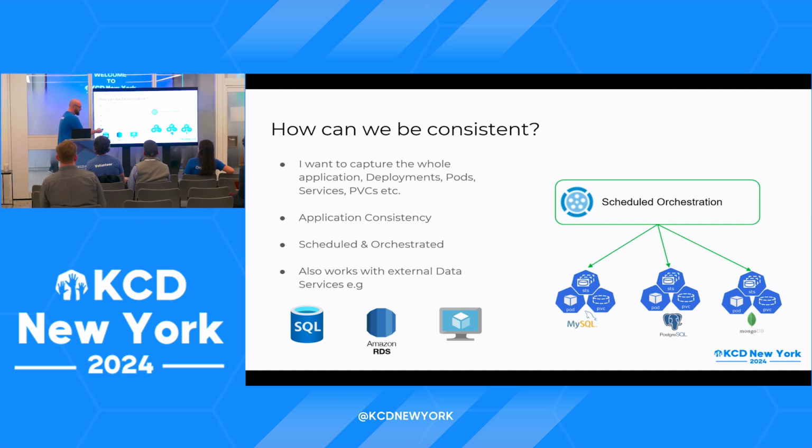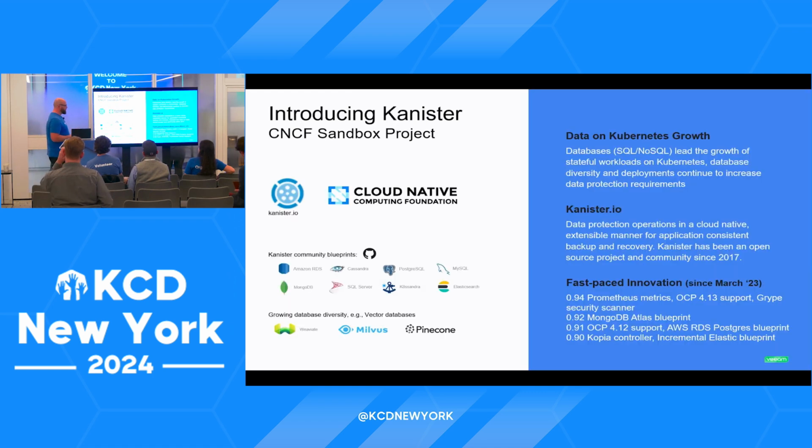And that includes things like Azure SQL, Amazon RDS, and really that blueprint framework gives you the ability to write whatever you want. Kanister is an application framework that enables you to write the blueprints for your application, your data service. And that enables us to be application consistent. It allows us to schedule and orchestrate that. And like I mentioned, it works with external data services as well. So when you hear, I only run stateless workloads in my Kubernetes cluster, you probably have some sort of connected data service somewhere that's associated with that overall cluster.